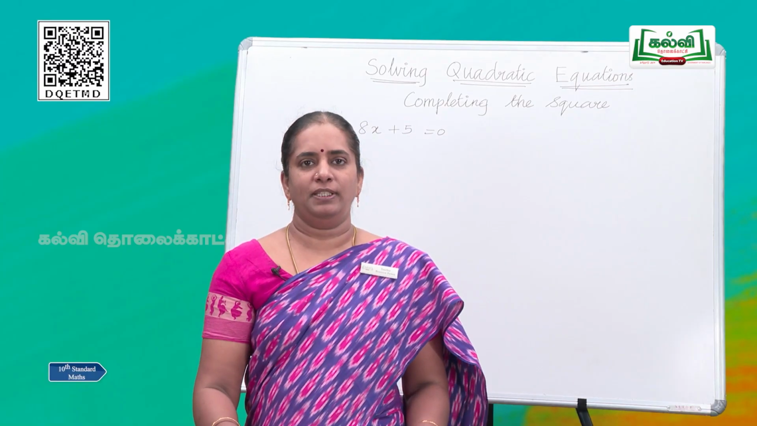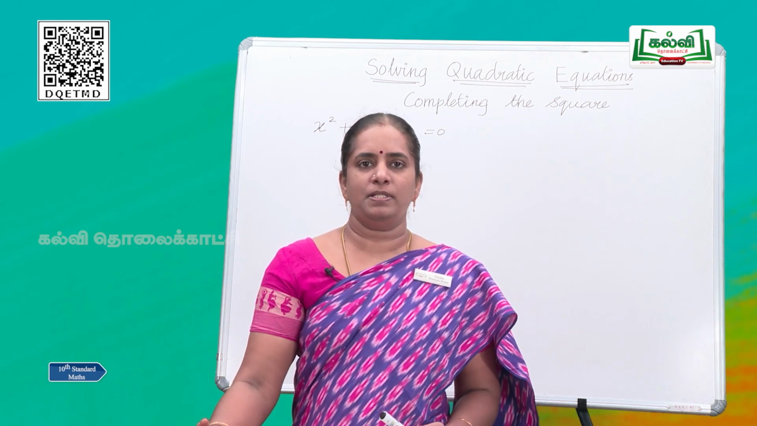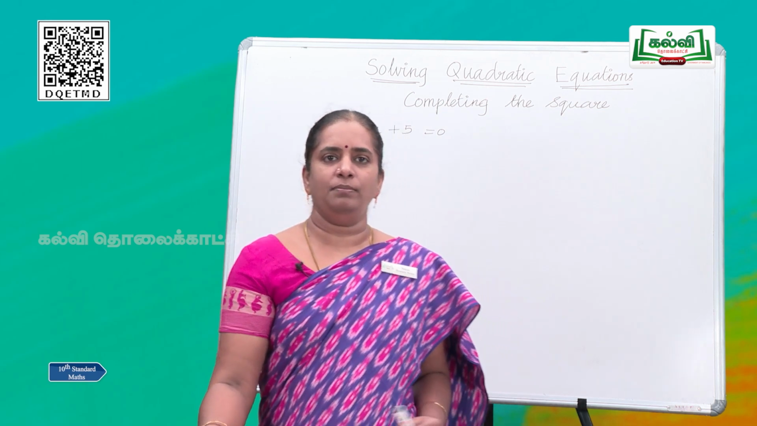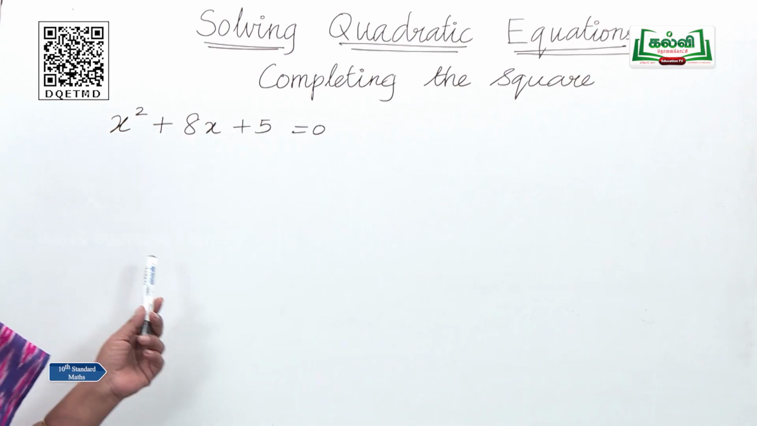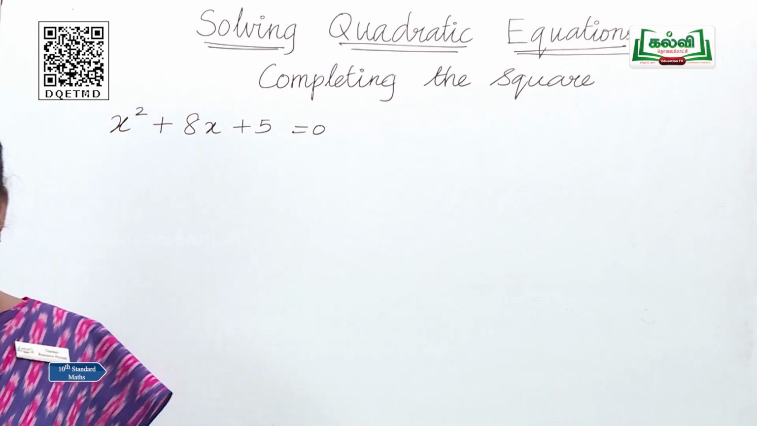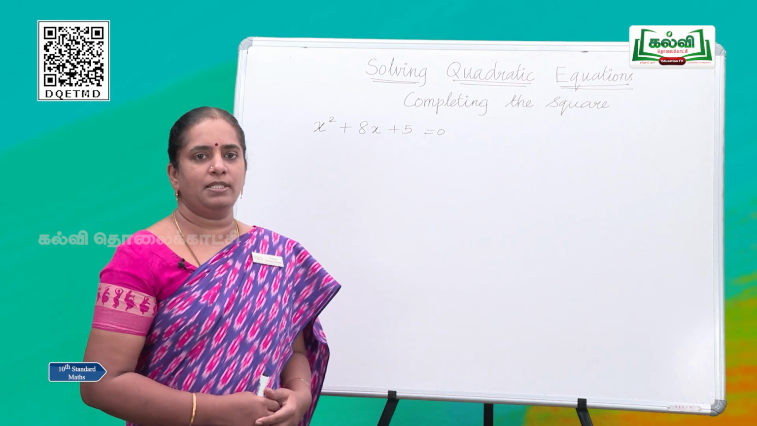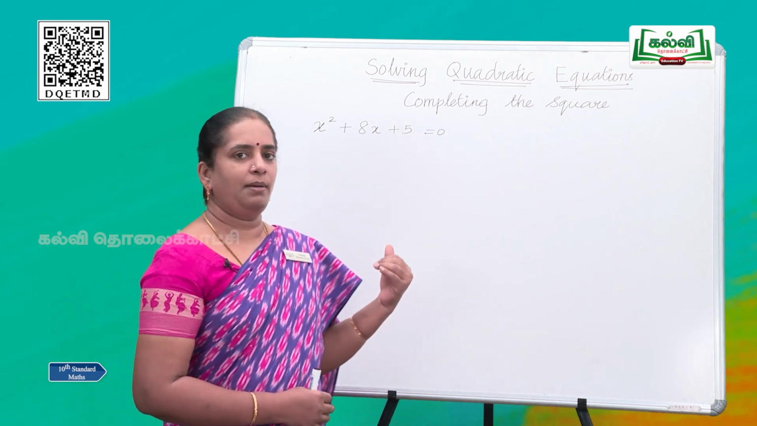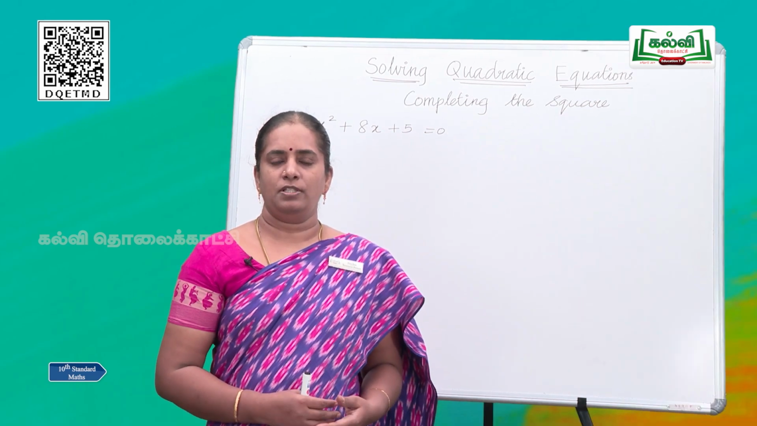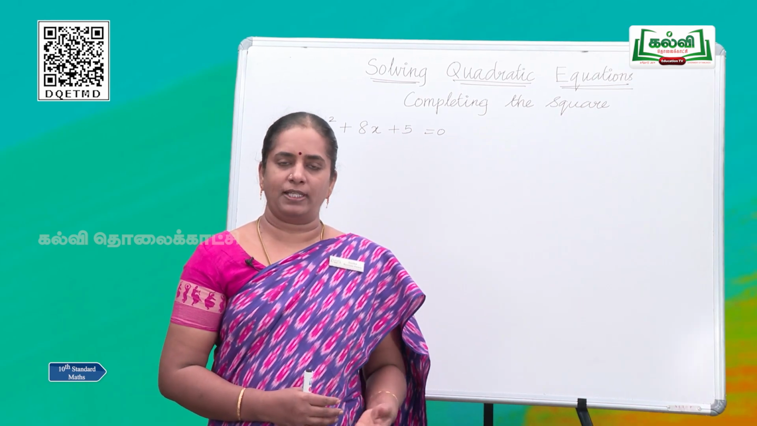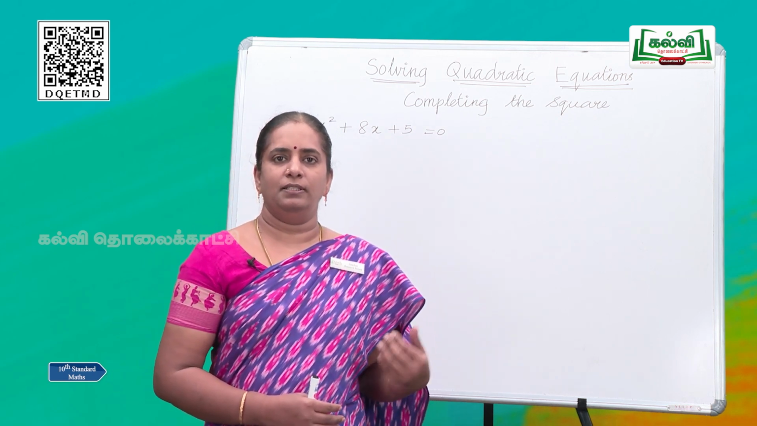Already we know the method of factorization to solve a quadratic equation. What is the purpose of another method? Look at this sum, you will understand what is the purpose. See the sum, x square plus 8x plus 5 is equal to 0. So, in the sum, for factorization, we will think that the product of the numbers is 5 and the sum is 8. So, we can't get those numbers through inspection. So, it may be tedious to use the factorization method. So, in this type of sums we are going to deal with this method.